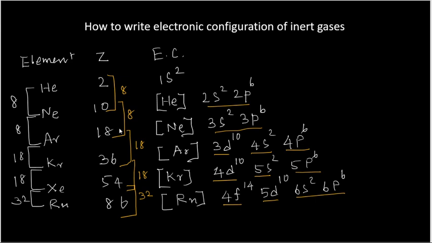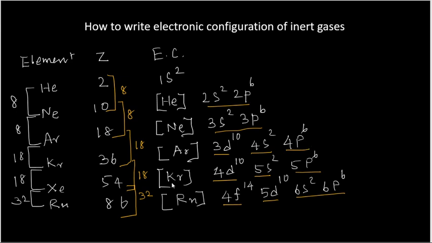And similarly, 18 minus 10, 8. So you should account for 8 electrons. So it goes to 3s2, 3p6 starting with neon. And similarly 36 minus 18, that is 18. You should account for 18 electrons. So you have to include 3d10 after argon followed by 4s2 and 4p6.